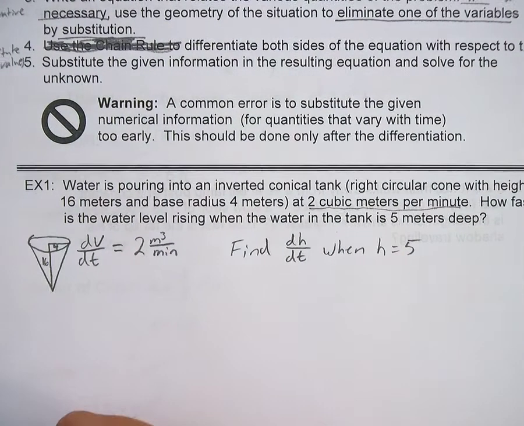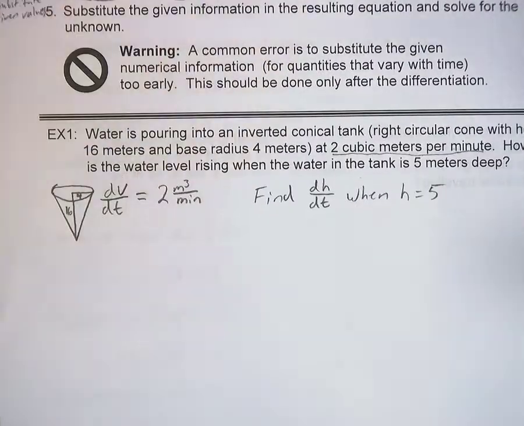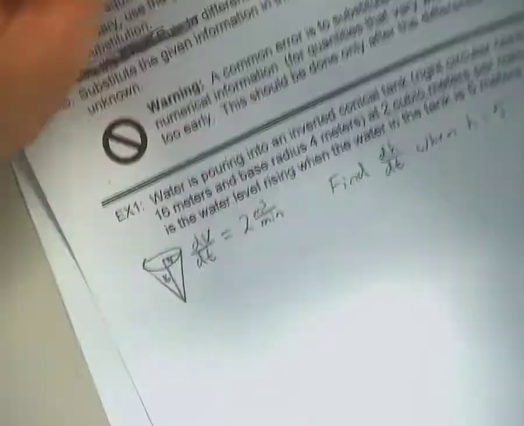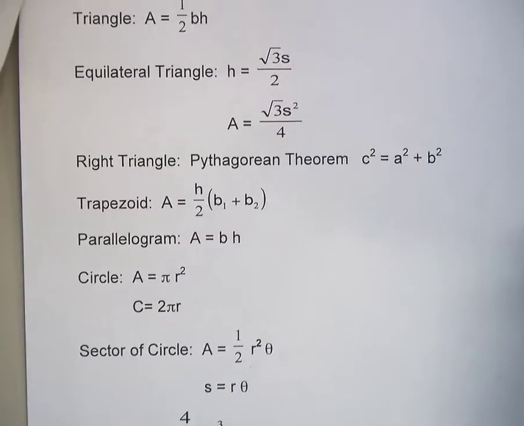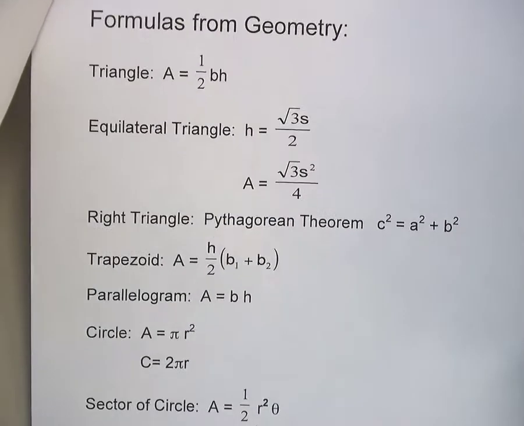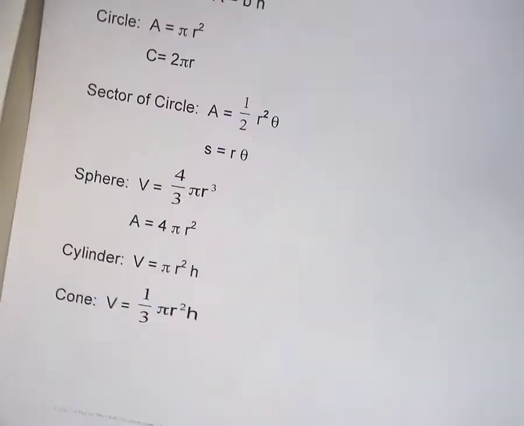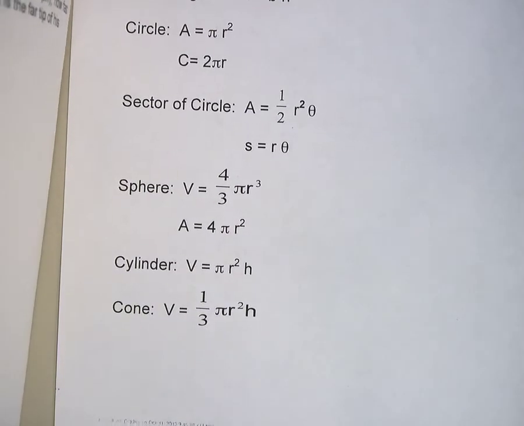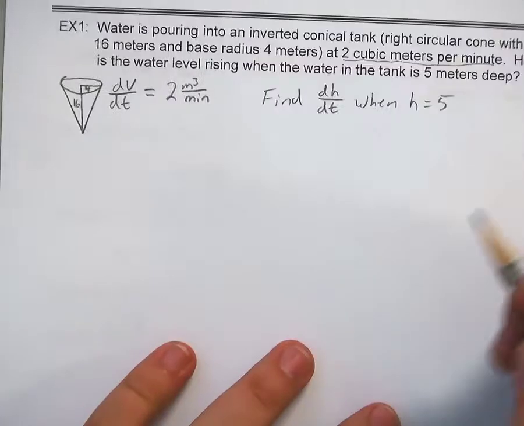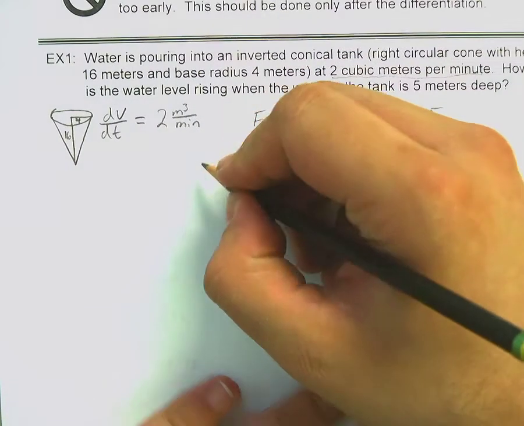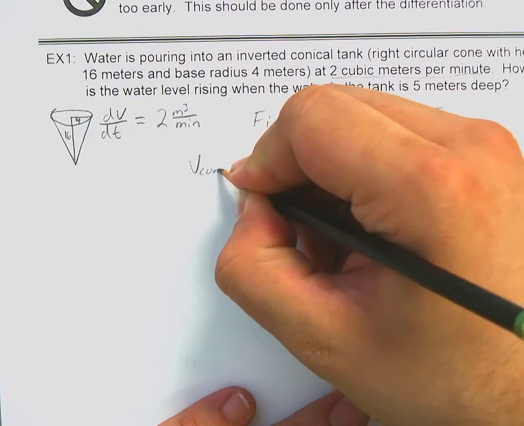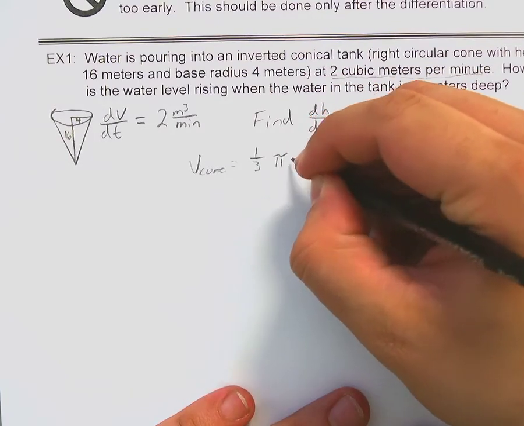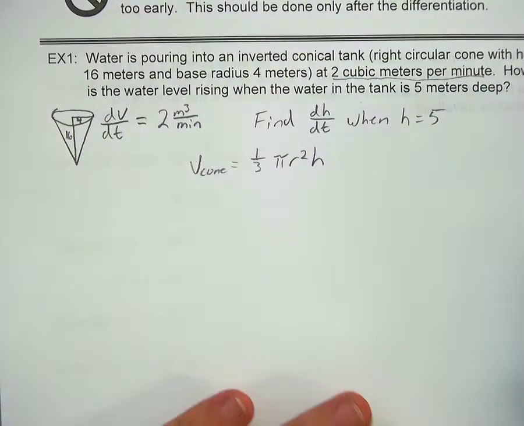Well, this is kind of unfortunate because, Mr. Ballard, I don't remember what the volume formula is. Well, if only I was nice enough to give you all that stuff. Second page, formulas for geometry. Bam! Cone down at the very bottom. Volume is 1/3 pi r squared h. So volume of a cone is 1/3 pi r squared h.